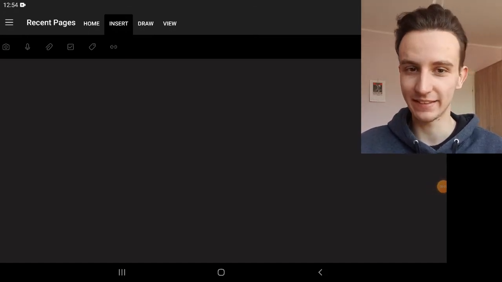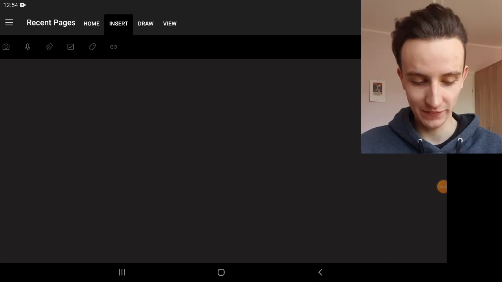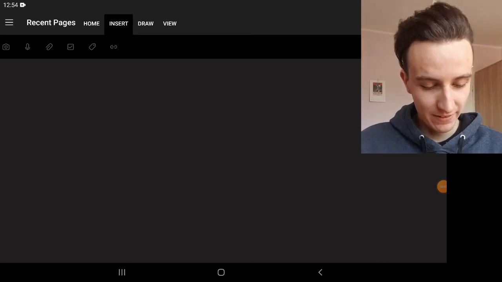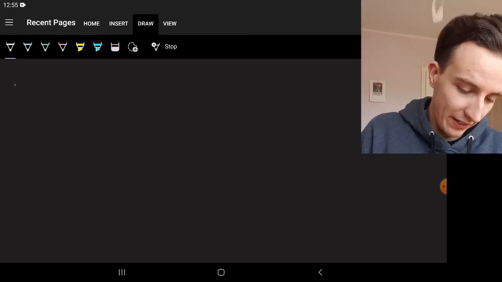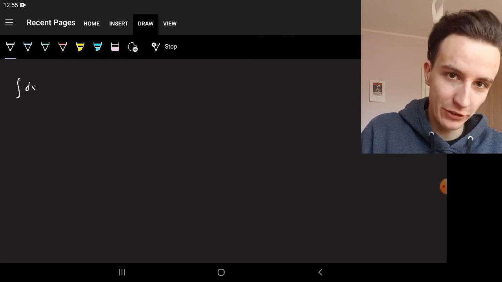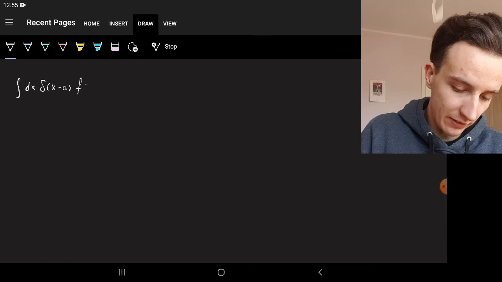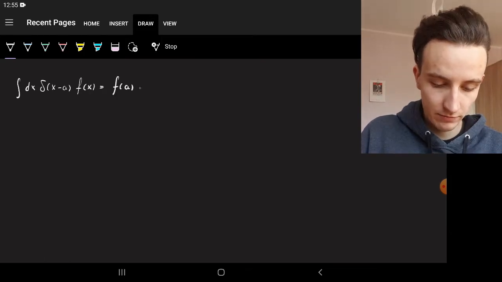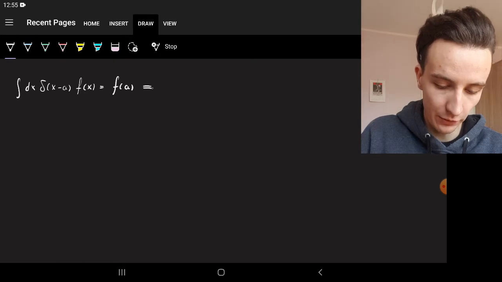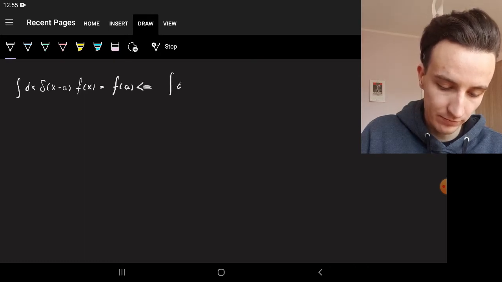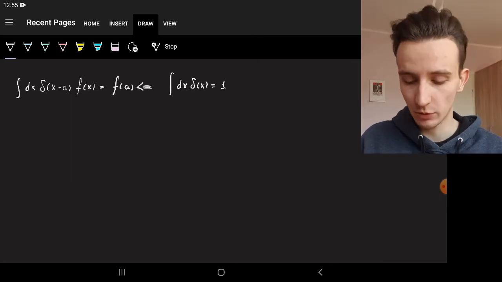We'll be studying the properties of the delta function today. So the first thing that I wanted to look at is to more rigorously show that the following holds. So this should follow from this. Okay, that's what we want to show.